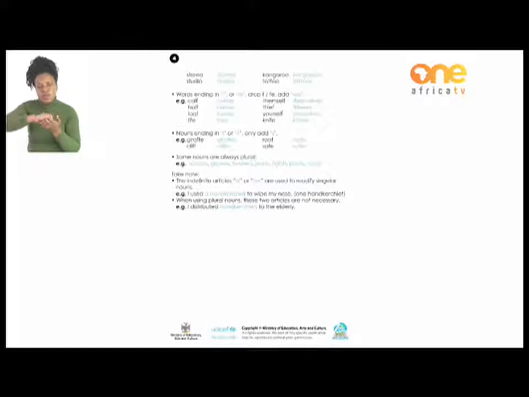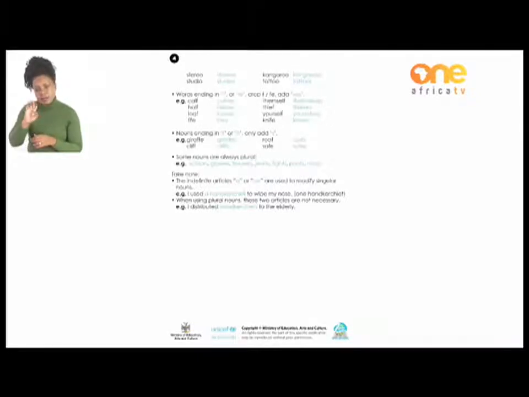Nouns ending in F or FF, we only add S. Giraffe, for example, becomes giraffes. Roof, roofs. Cliff, cliffs. Safe, safes. Then we have some nouns that are always plural.